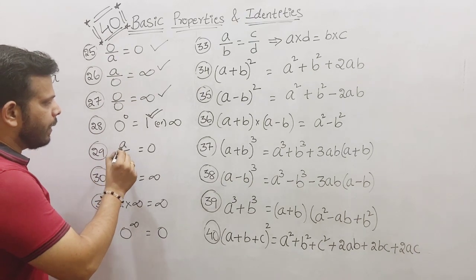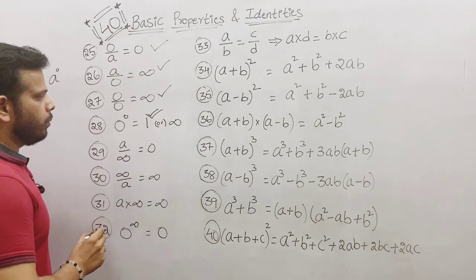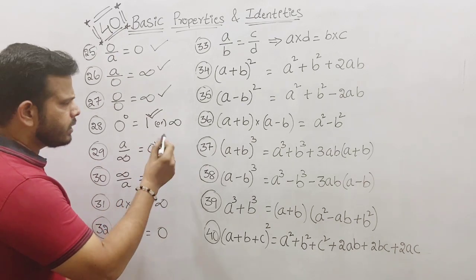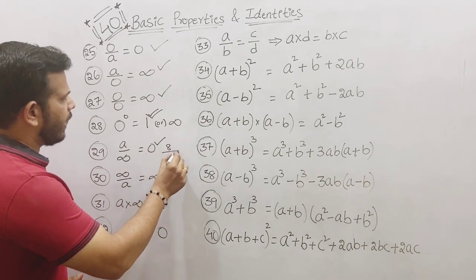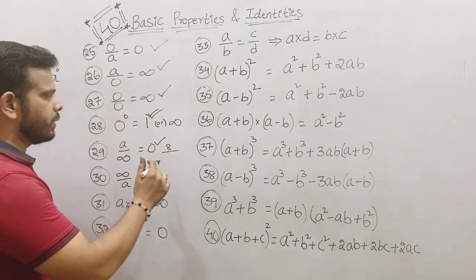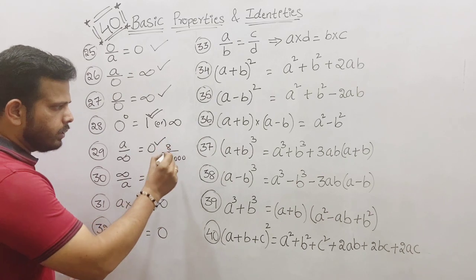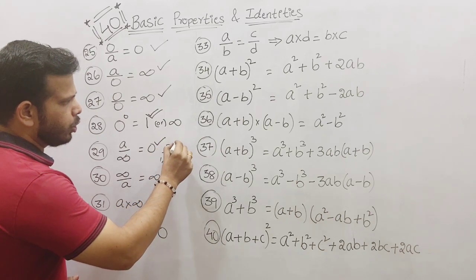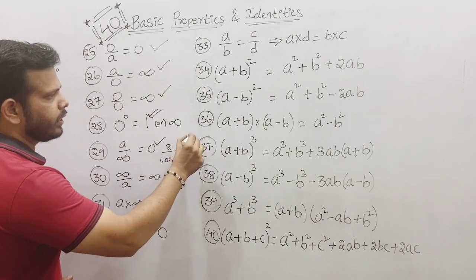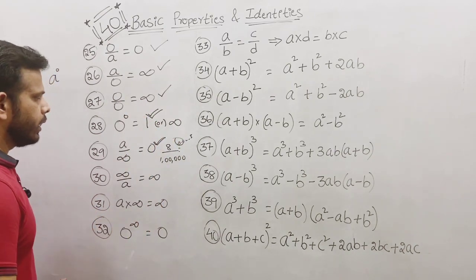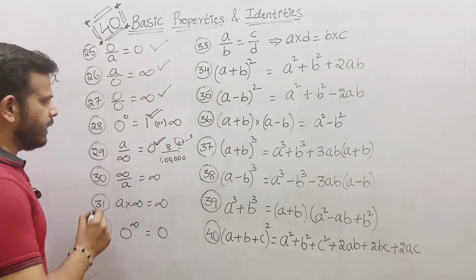And a by undefined is 0. Why? Because let's take a as some number, 8. Undefined means let's take a big number, let's take 1 lakh. When you divide this, the result is very negligible, like 0.00008, so it is very near to 0. And undefined by anything.